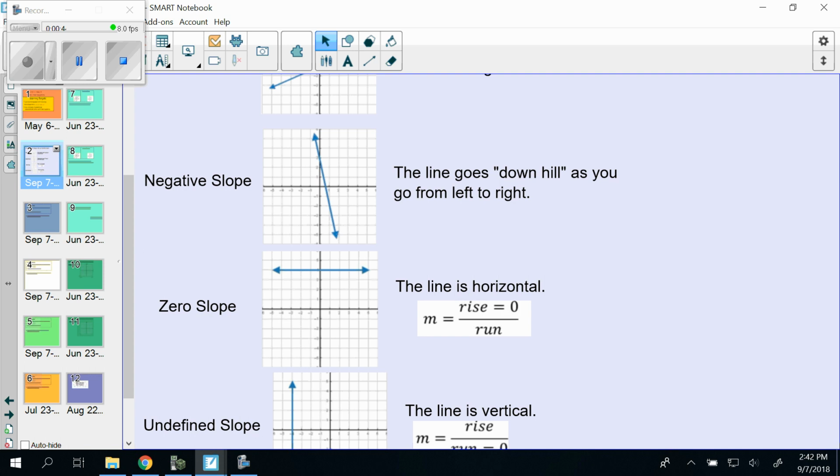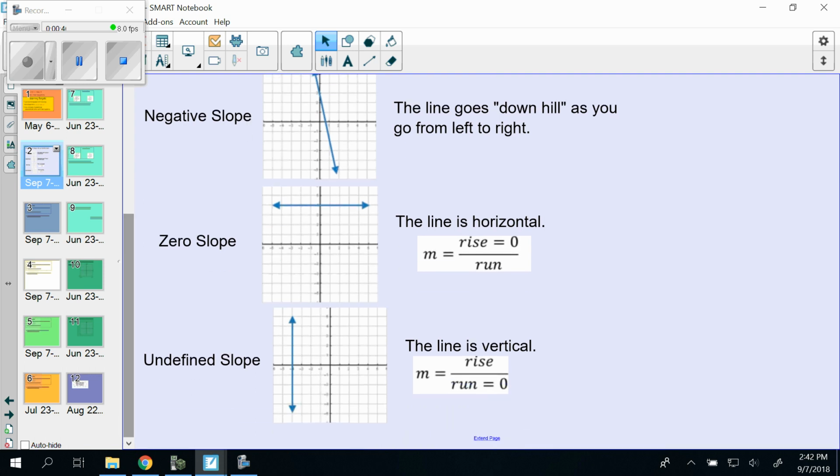And then the last type of slope that you can get is what's called the undefined slope. That means you don't have any run to your line, which forces that to be zero. For example, this is why we call it undefined.